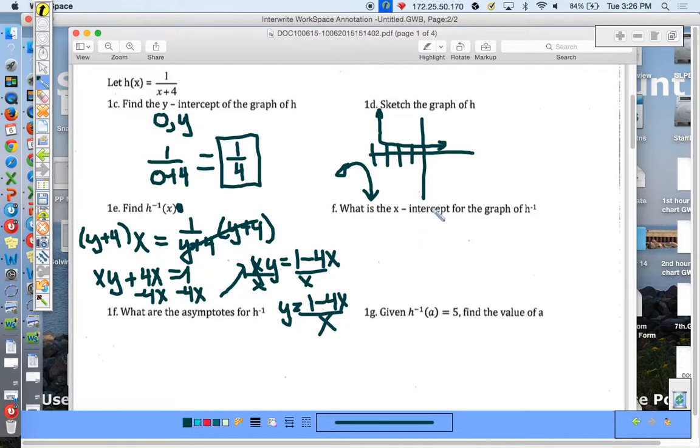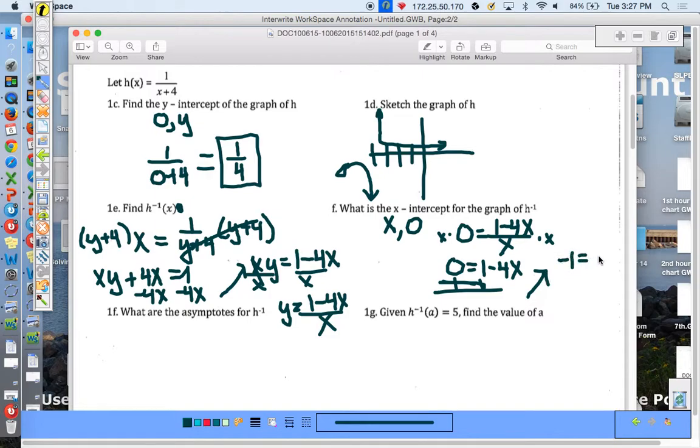So now we have to find the x-intercept of this graph. So our x-intercept is x comma 0. So let's see, if we plug in 0 for our y value, we get 0 equals 1 minus 4x over x. Multiply by x, so 0 equals 1 minus 4x. Subtract the 1. Sorry, this is getting a little messy. Negative 1 equals negative 4x. Divide by negative 4, and we get x equals 1/4. Now that looks familiar, and some of you might be saying that, well, that kind of makes sense here. If we go back to problem number 1, we know the coordinate 0, 1/4 is on this graph. So we know for our inverse, if 0, 1/4 is on that one, this one must be 1/4 and 0.